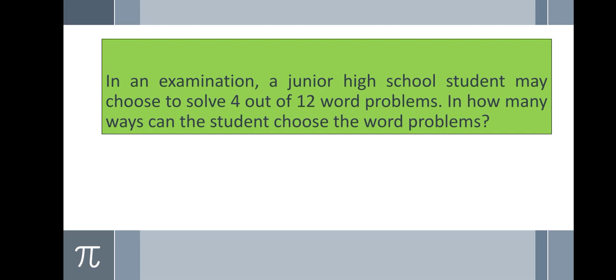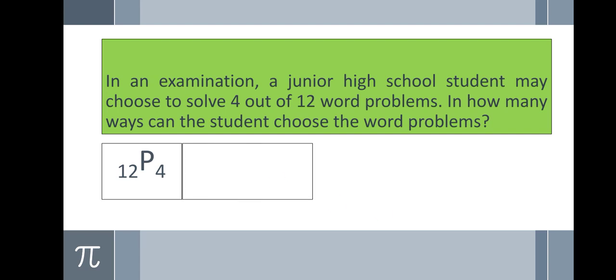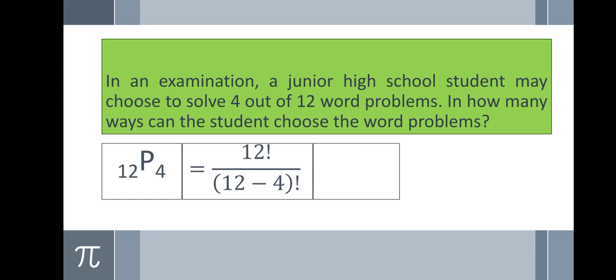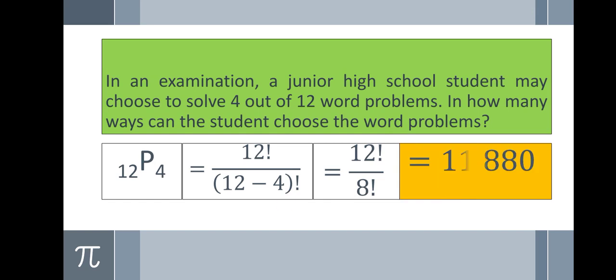Now, in an examination, a junior high school student may choose to solve 4 out of 12 word problems. In how many ways can the student choose the word problems? So this is an example of permutation. 4 out of 12 word problems. So we have permutation of 12 taken 4 at a time, or 12 factorial over 12 minus 4 factorial. 12 minus 4 is equal to 8. Using your calculator, the answer is 11,880.